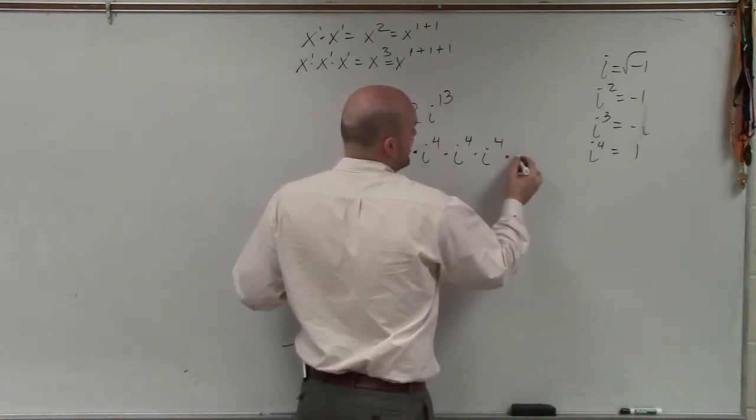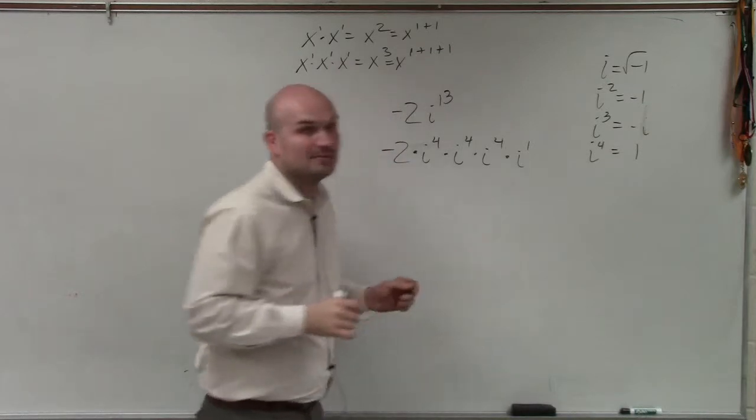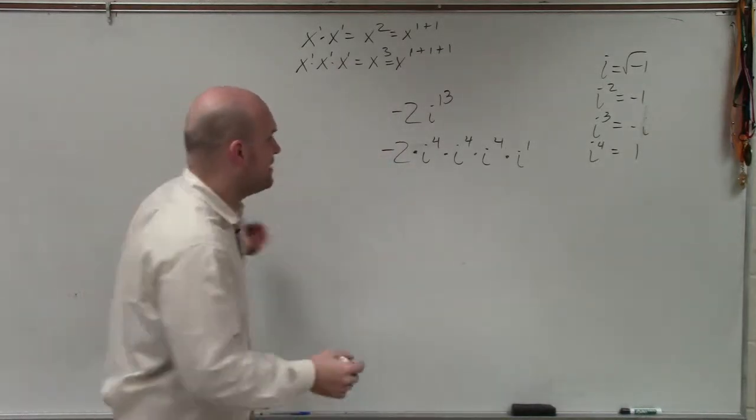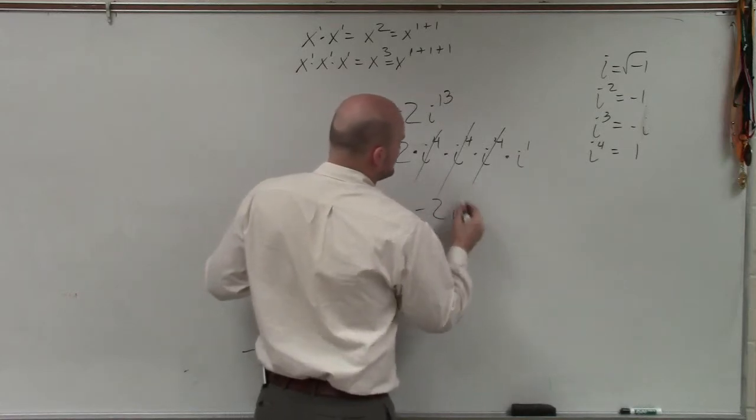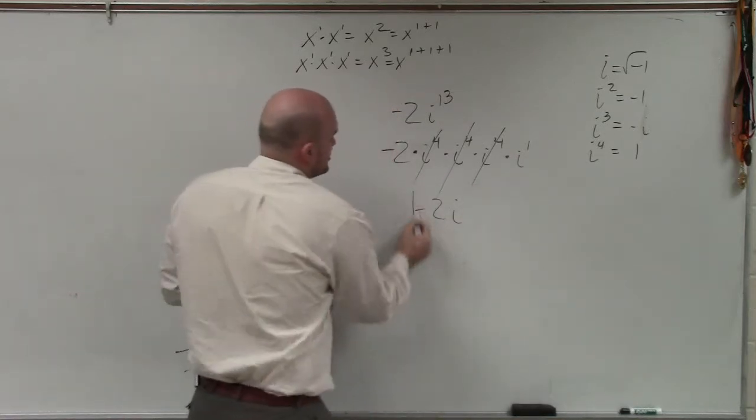So therefore, I have to multiply by i to the first power one more time, which is going to give me 13. Now, what's important is i to the first is 1 times 1 times 1. So I basically have -2 times i to the first power, which is just i.